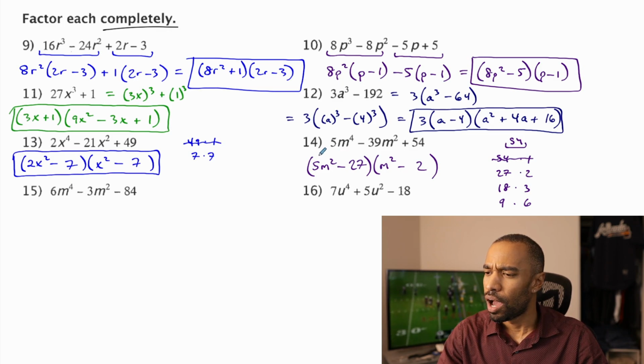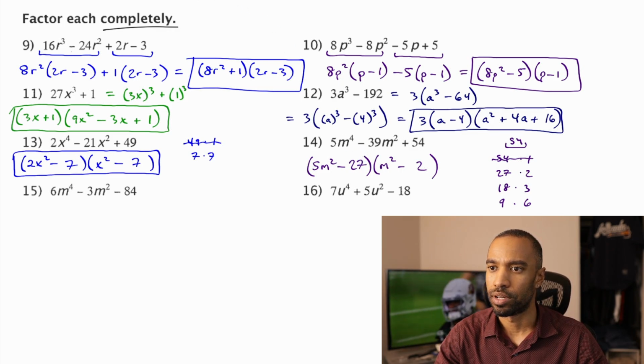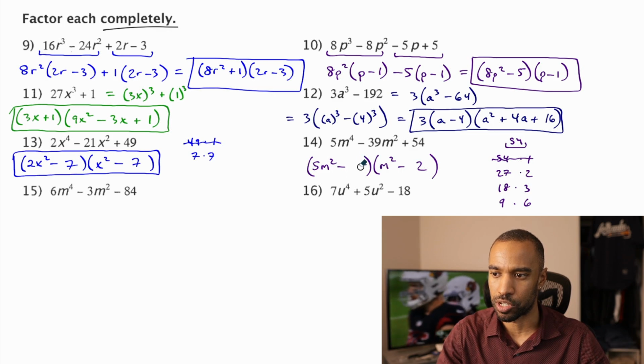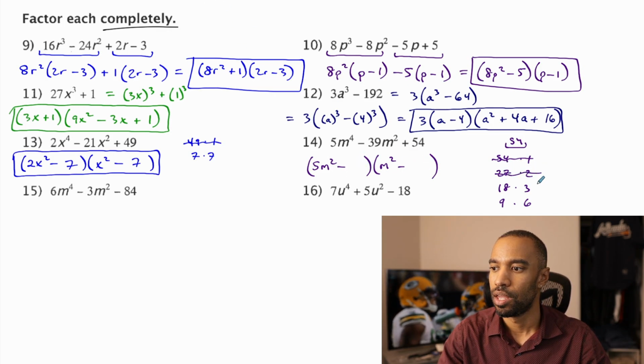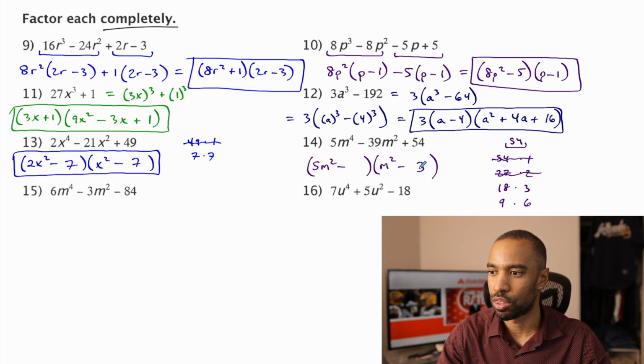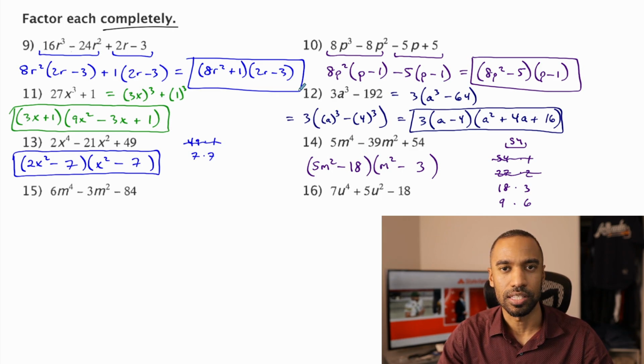So 5 times 2, this is negative 10 minus 27, and that's negative 39. Let's see, I see my answer as I work on it. But it's close. It's close, but it's not it. Let's try the 3 and the 18. That's negative 15 minus 18. That's negative 33. No, that didn't seem to work.